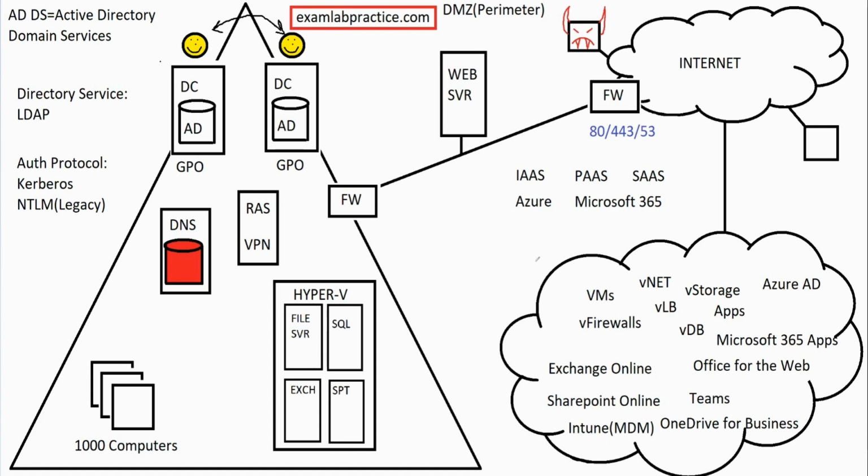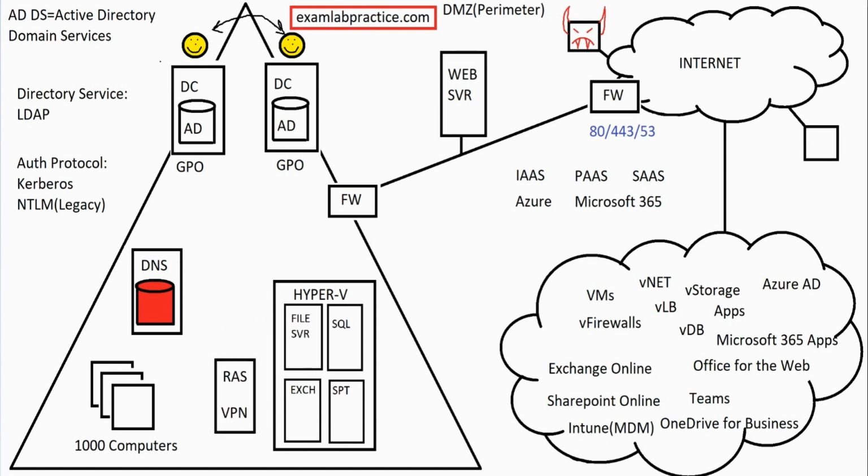Okay. One more thing I want to explain here, and that is, what if we want to use our on-premise users to access resources in Azure? Well, Microsoft has a solution for that. They actually have a type of server that you can set up, and the server is called an Azure AD Connect server. Azure AD Connect. Now, what does this do?